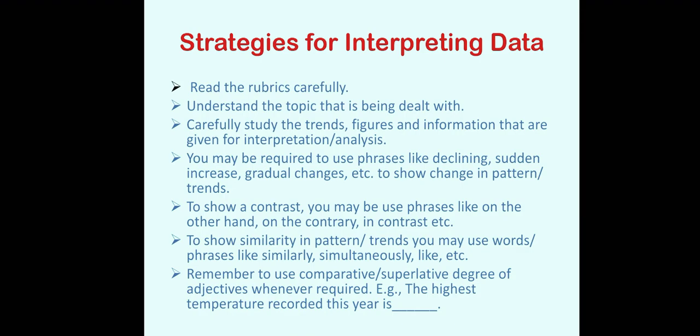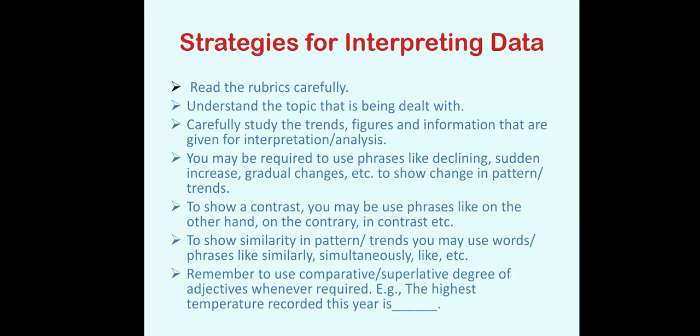You may be required to use phrases like declining, sudden, increase, gradual changes, etc. to show change in pattern or trends. To show a contrast, you may use phrases like on the other hand, on the contrary, in contrast, etc. As per the data, children, you can use phrases like if the graph is declining, so you have to use the word declining. If it is a sudden increase from one year to another year, so you can mention that thing.